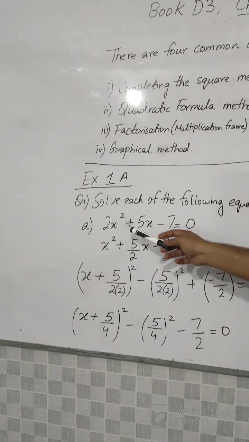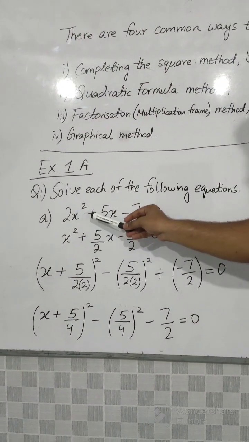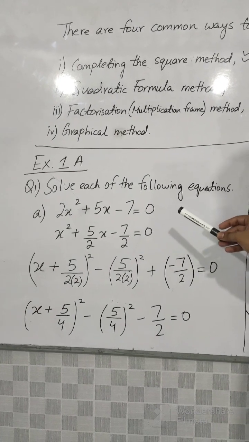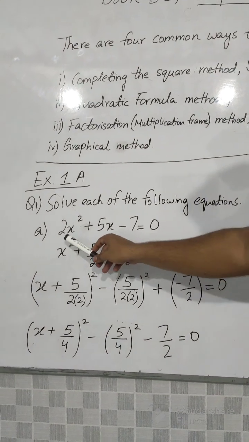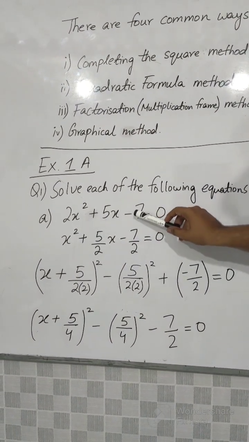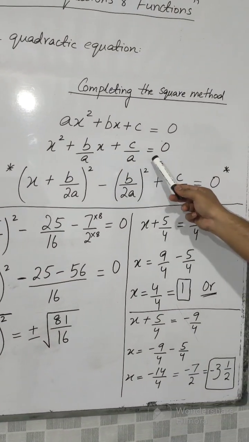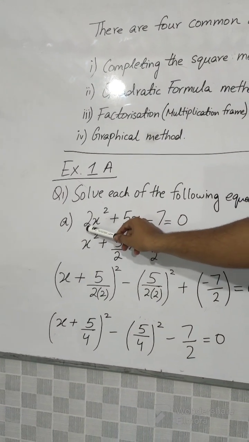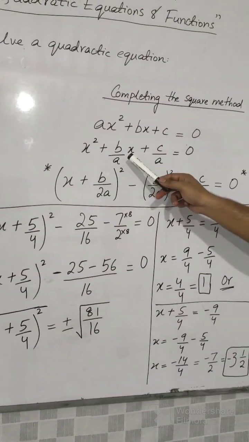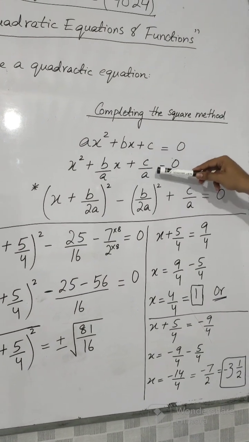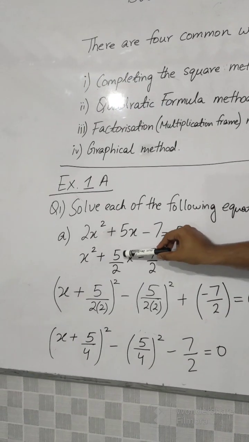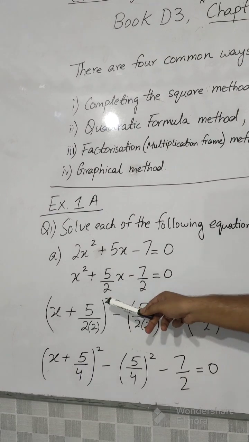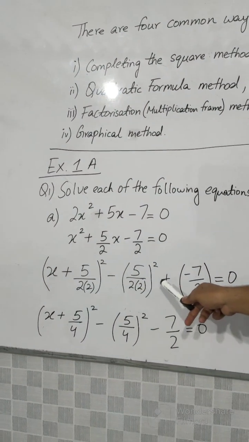Part A. The question is 2x² + 5x − 7 = 0. We are solving this using the completing the square method. First of all, we have converted this equation into this form. In this equation our value of a was 2, so we have to convert this into b over a and c over a. Here you can see it's 5 over 2 and 7 over 2. Next, the final formula.